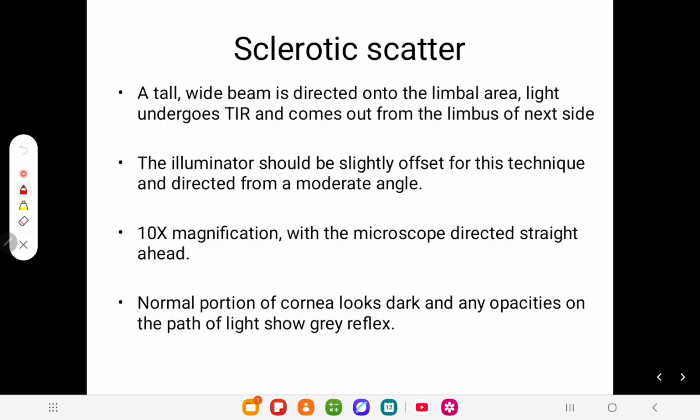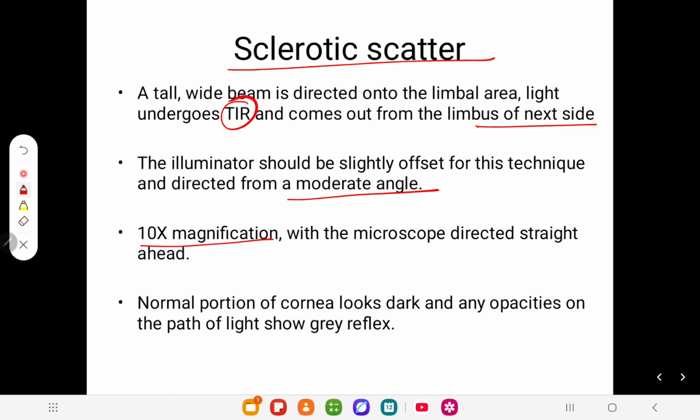So what is sclerotic scatter? Now, another technique. We break the coaxiality. A tall, wide beam is directed into the limbus area, and light undergoes total internal reflection and comes out from the limbus on the other side. The illuminator should be slightly off for this technique and directed at a moderate angle. So basically, slightly off means you break the coaxiality.